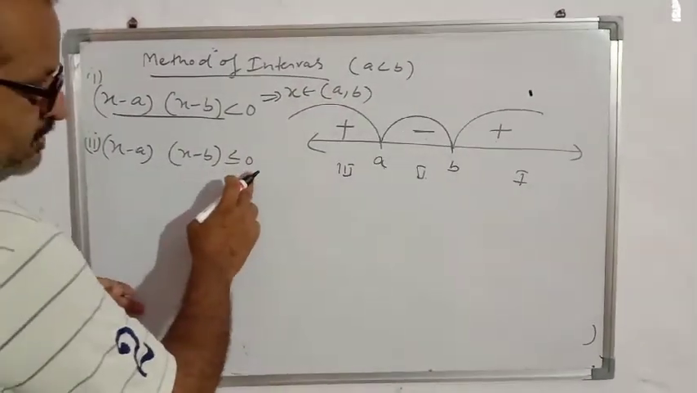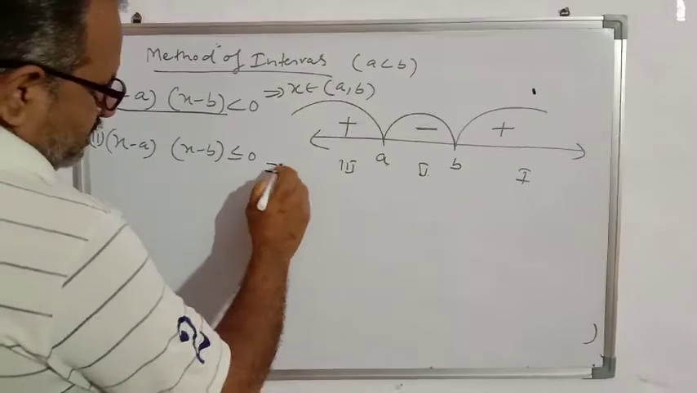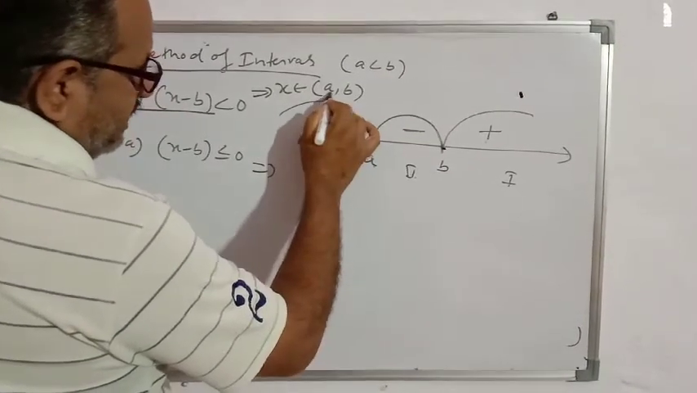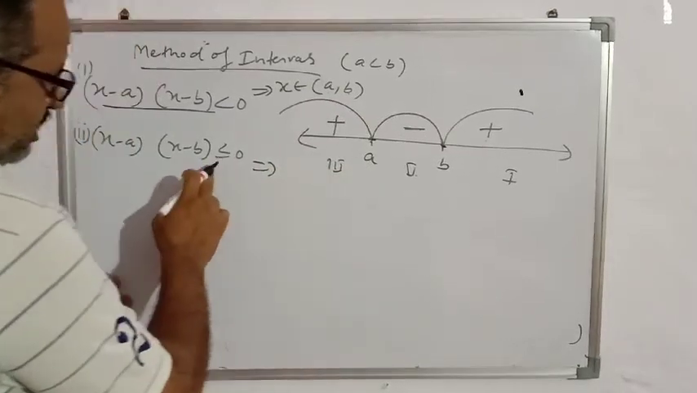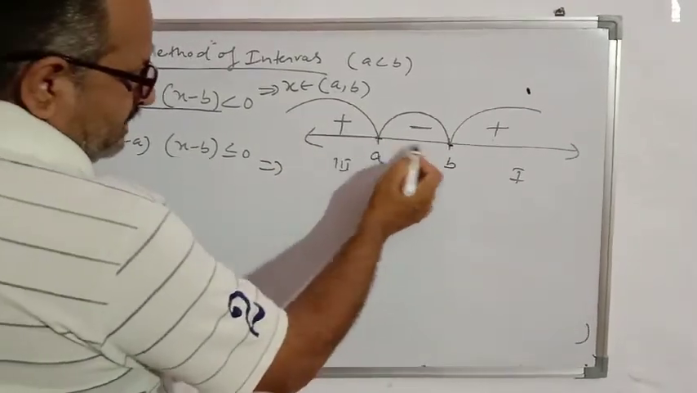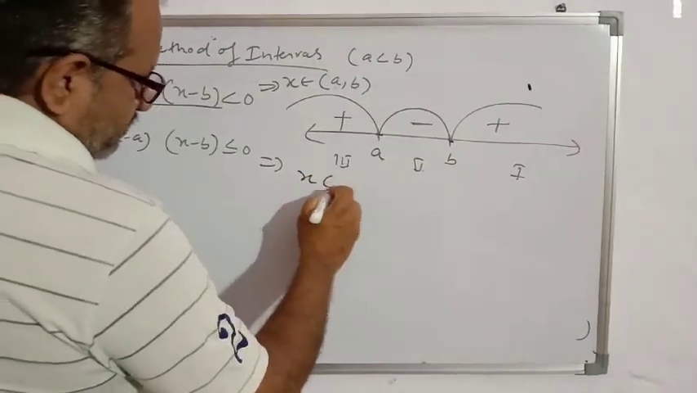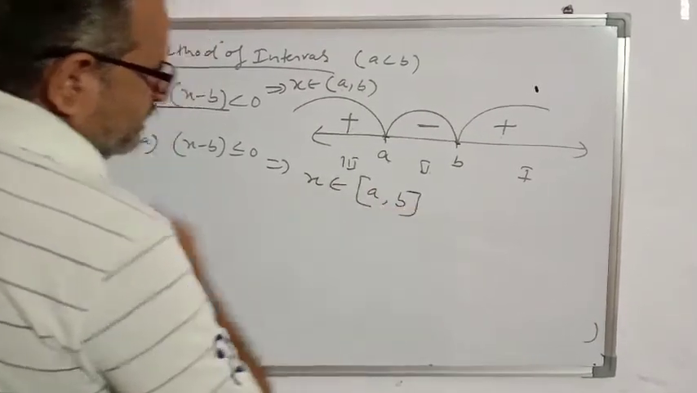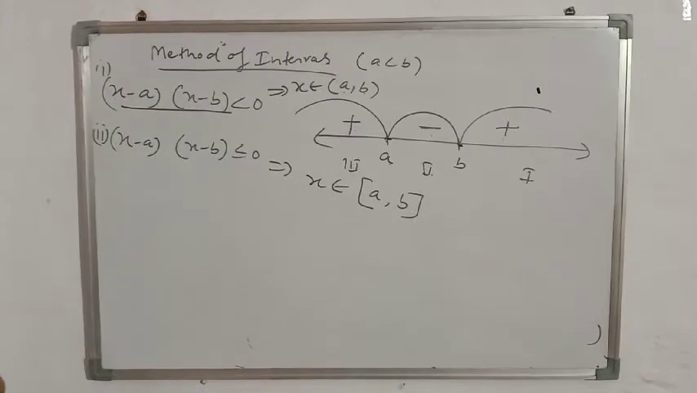If less than or equal to 0, both are given, so we will count a and b also. Here we are not taking a and b, but if less than or equal to 0 is given, we will take a and b both. So we will write x belongs to the closed interval [a, b].